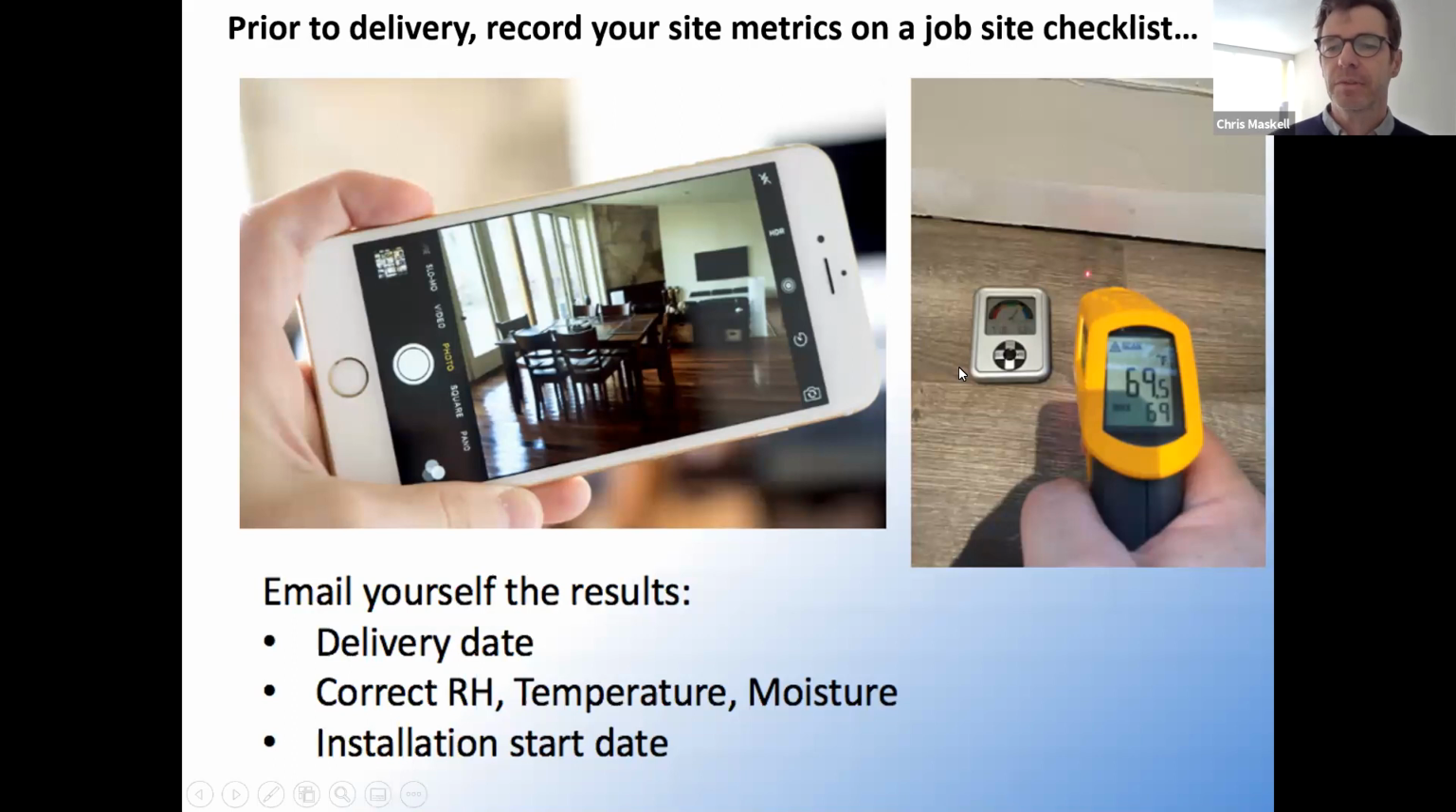Photograph your tests. Tools like this laser thermometer, $50. Hygrometer, $50. Simple. Photograph it. Email yourself the results. Cover yourself, because an inspector will go to site on any of the problems that we've seen in this slideshow. First thing they do is they phone the dealer and say, can you please provide the checklist and all the metrics from the site at the time of acclimation, so we can confirm that you didn't make a mistake when you were doing your job.